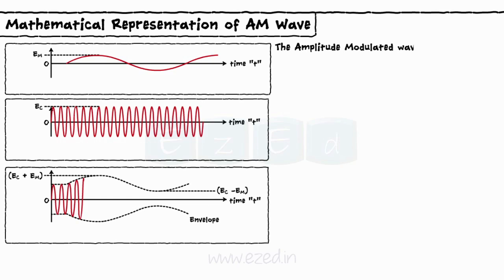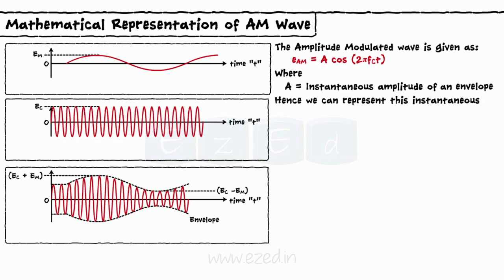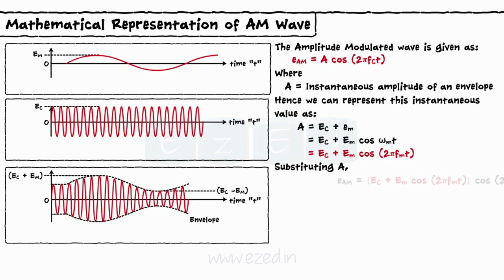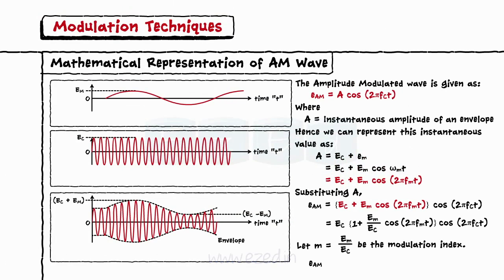The amplitude modulated wave is given as eAM equals A cos 2 pi fc t, where A equals instantaneous amplitude of an envelope. Hence, we can represent this instantaneous value as A equals Ec plus em. We substitute the value of em in this equation to get the expression for A. Substituting the value of A in the equation of the AM wave, we get the equation for the amplitude modulated wave. The ratio of amplitudes of the modulating signal to the carrier signal is called the modulation index m, and is equal to Em upon Ec. Thus the AM wave is represented as shown.